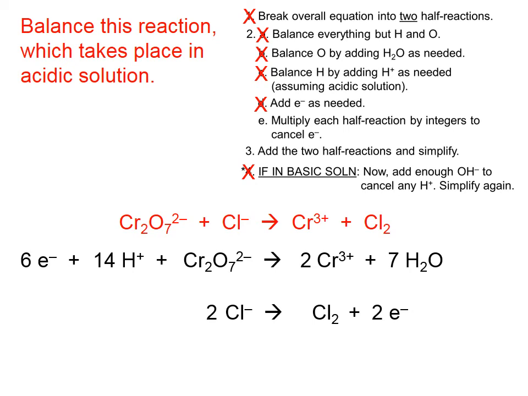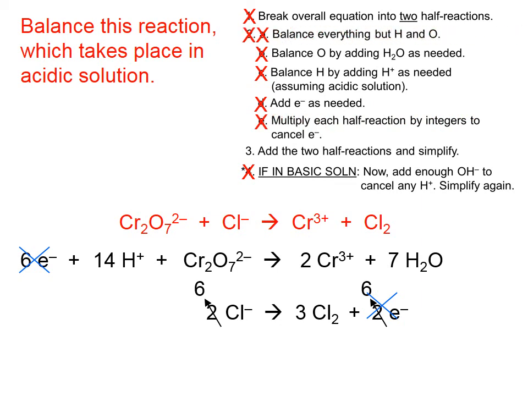Step 2e says multiply each half reaction by integers to cancel the electrons. In other words, the number of electrons here, 6, needs to somehow be made to equal the number of electrons here, which is 2. So I think what we need to do is take the bottom equation and multiply the whole thing through by 3. I've changed the 2 electrons to 6 electrons. I've changed the 1 Cl2 to 3. I've changed the 2 chlorides to 6 chlorides. We can see now that the electrons cancel. So step 2e is done.